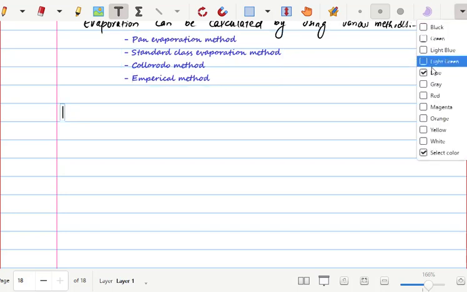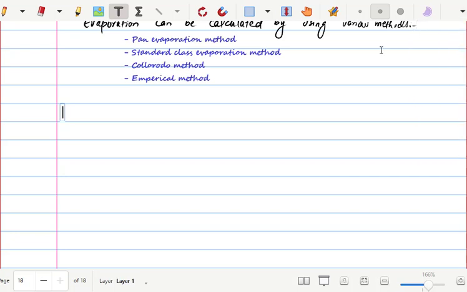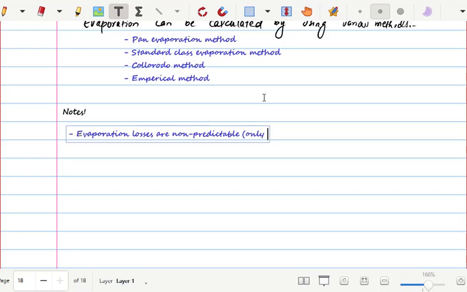And write down two important points as notes. What are two important points? The first point you need to note is that evaporation losses are non-predictable, right? So we consider only approximate values. Approximate values. So they are non-predictable.